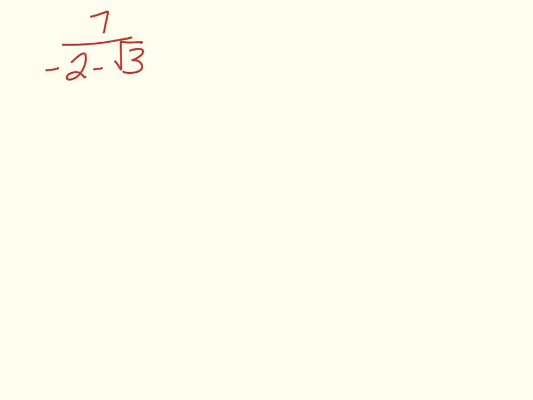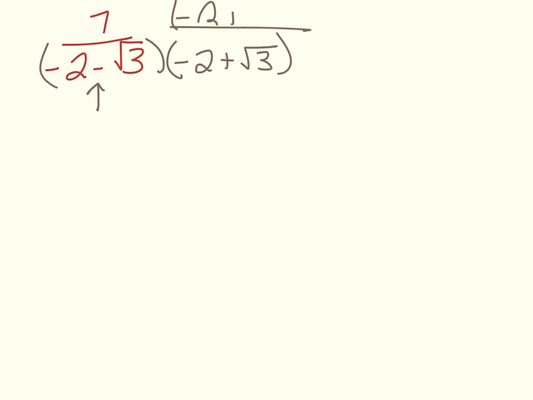When I multiply by the conjugate to get rid of the radical, I only change the sign in the middle. So I'm going to take this and multiply by negative 2 plus rad 3. What I do to the bottom, I do to the top.